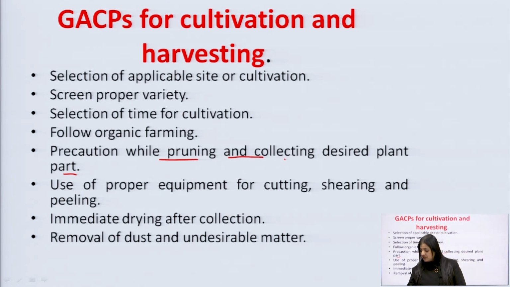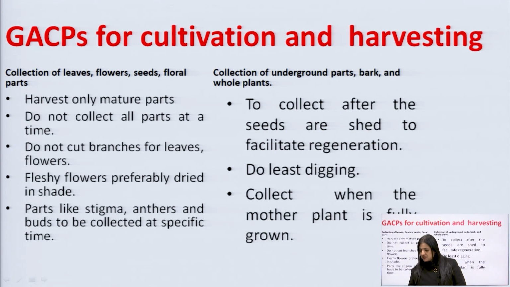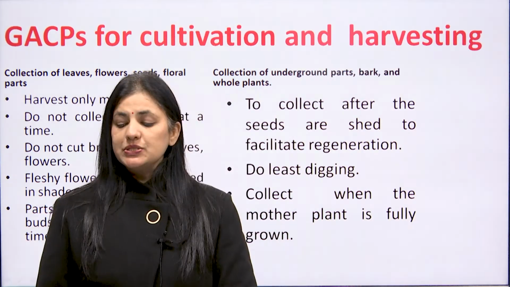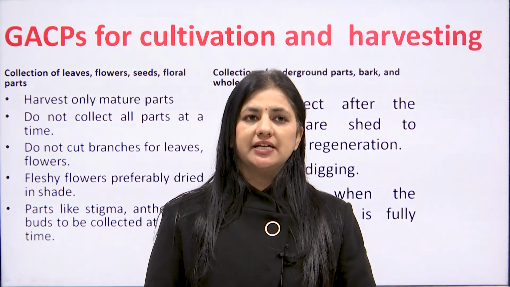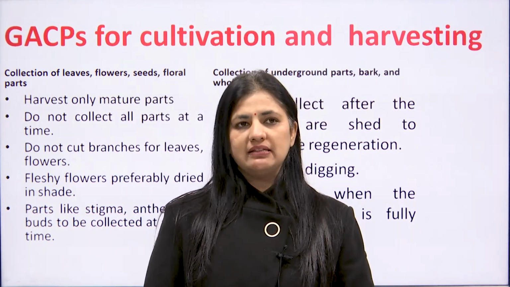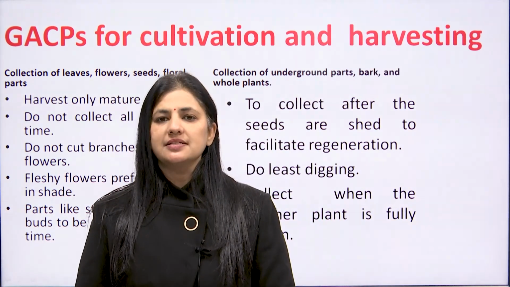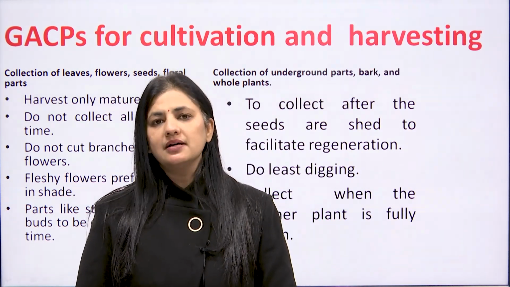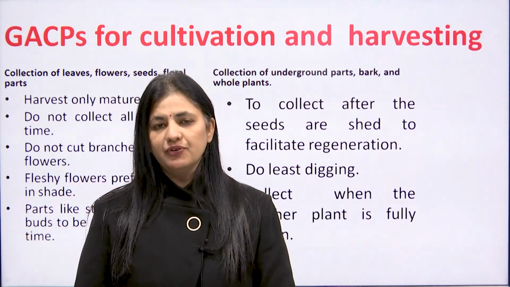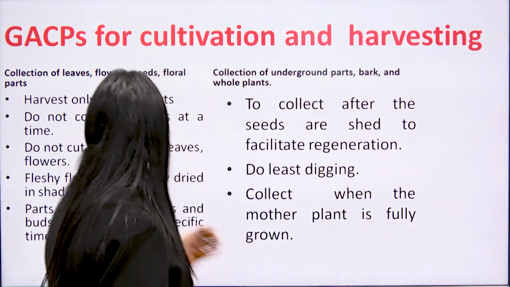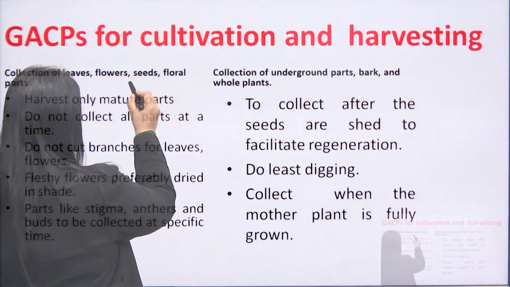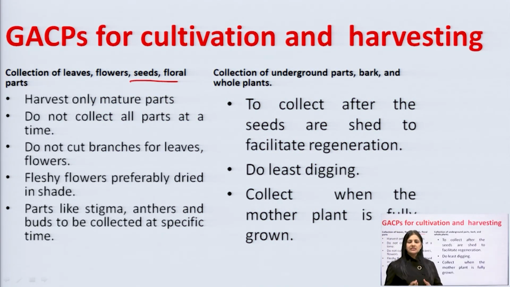Further, continuing with these good agricultural practices, we have defined guidelines for the different plant parts. We shall study one by one here. So, let us study good agriculture collection practices for cultivation and the harvesting of the plants. These good agriculture collection practices are specific to the different parts of the plants. Say for the overground parts such as leaves, flowers and seeds, we need to take care of certain guidelines.